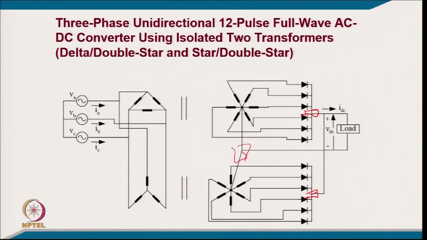Here also you have an interphase transformer, or interphase inductors. So, we are converting a 3 phase supply into a 12 phase supply, and we require 12 diodes for creating the 12 pulses in the output voltage which is applied across the load.